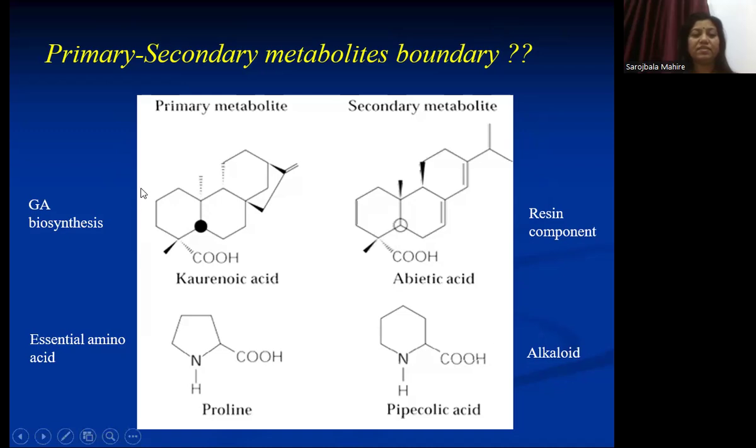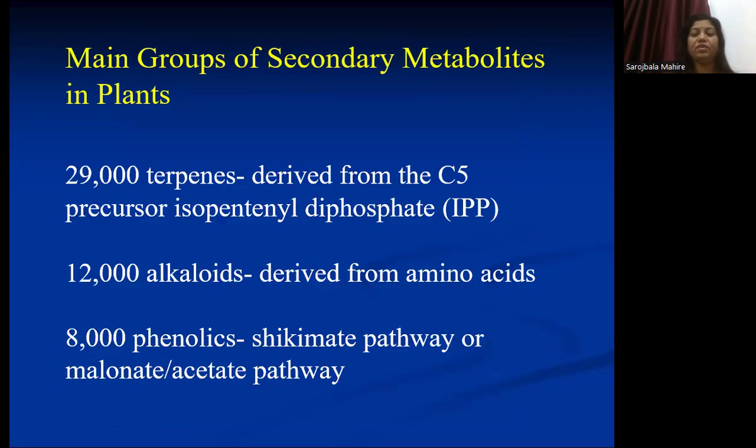Here we have biosynthesis, essential amino acids, pyruvic acid, aliphatic acids, this is the resin component, and this is the glycolate alcoholic acids. And here this is proline. We will see these all one by one. These are the boundary line between primary and secondary metabolites. So, main secondary metabolites in the plant.